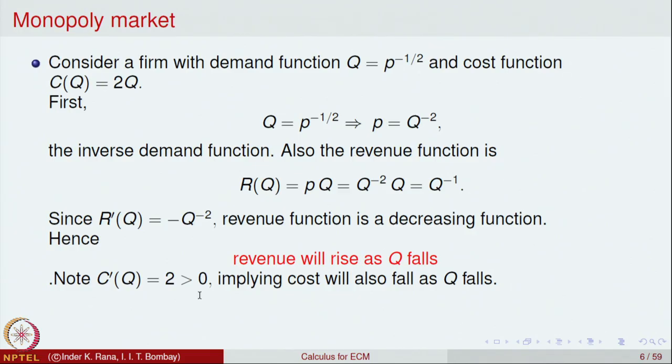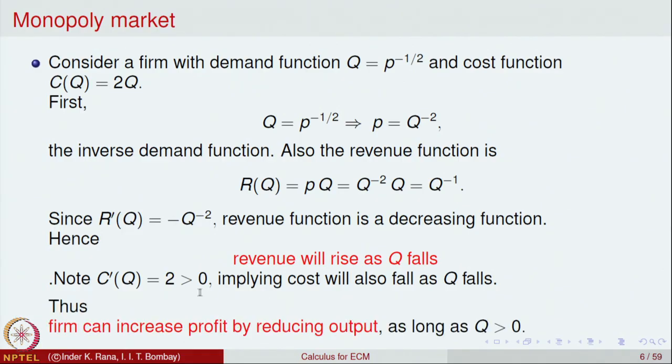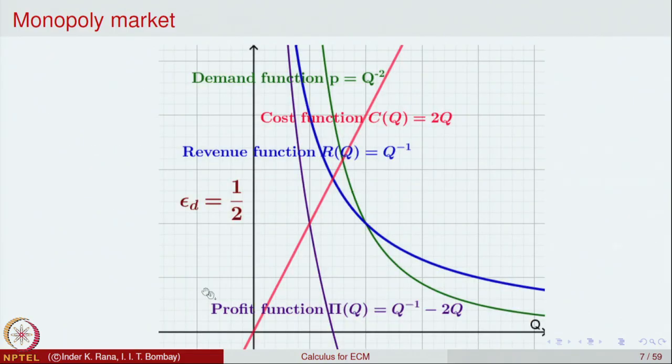So, that is positive, right. So, a firm can increase profit by reducing output as long as Q remains positive. So, profit can be increased by reducing Q. That is what the outcome of this says. So, let us look at the various graphs, we can plot them.